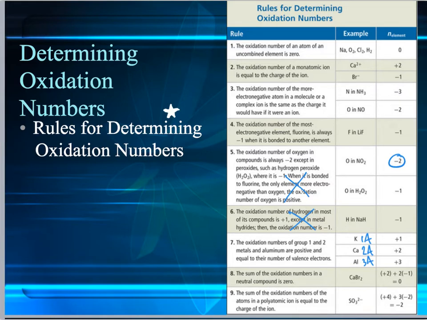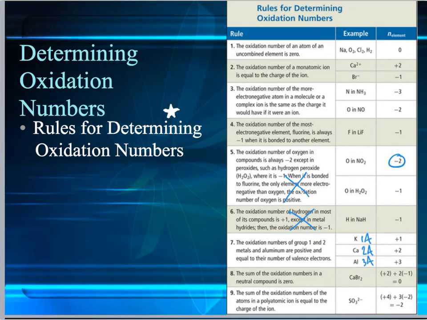Number 8, the sum of the oxidation numbers in a neutral compound is 0. So that helps us figure out, if there's one we don't know, say, for instance, what is this bromide here, or bromine? What's the oxidation number? Well, the overall one here is 0. Okay, the overall charge there is 0. So if we know one of them, that means we can figure out the other one. And we've kind of been doing a form of that all year long already.